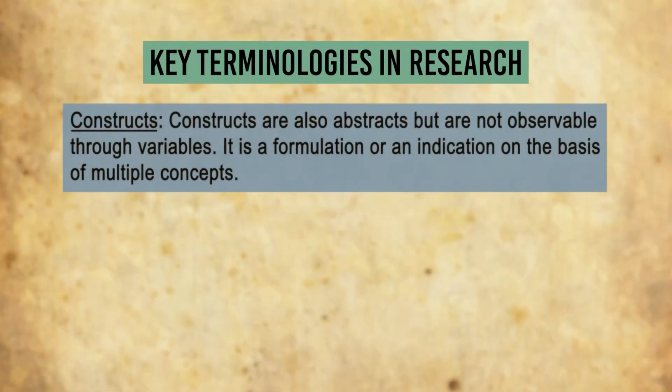Constructs. What are constructs? Constructs are also abstracts like concepts, but are not observable through variables. It is a formulation on the basis of multiple concepts. When we have multiple social concepts which are coming together to form a broad idea, that is basically a construct.